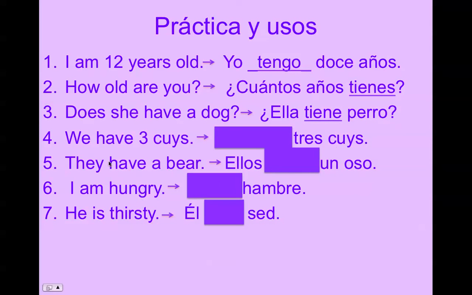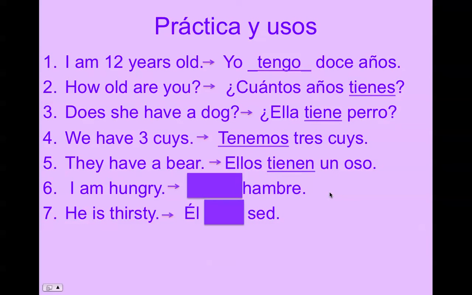This is for my first block class of 7th graders. We have 3 quiz. They have a bear. Maybe we're talking about some people in a zoo. So we're going to use the ellos form of tener, and it's ellos tienen un oso.